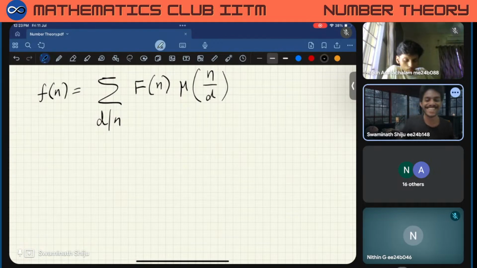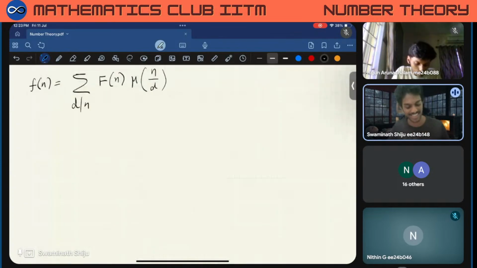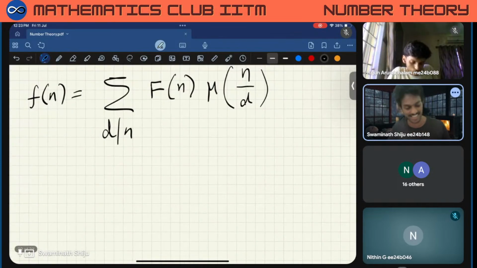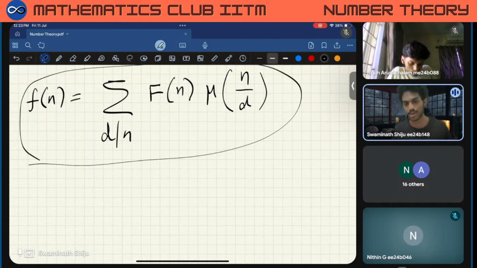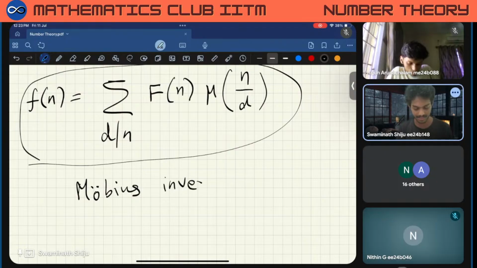It is related to convolution, but I don't want to go there. Anyway, all that hard work we did, you could have just gotten from this one formula. This is called the Mobius inversion formula. We're going to prove this for all functions now.